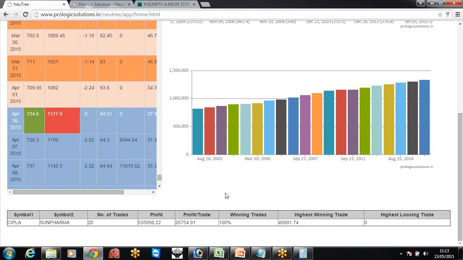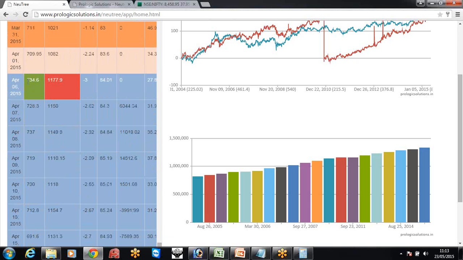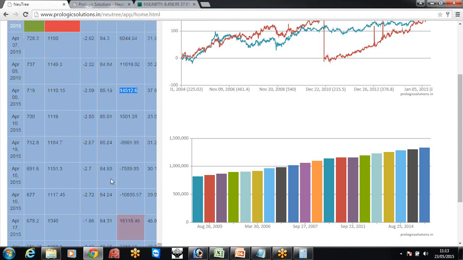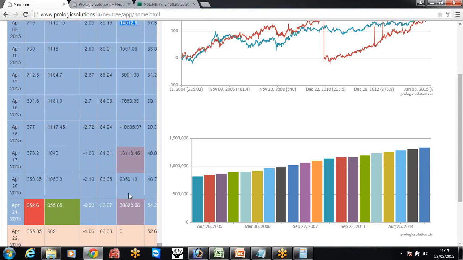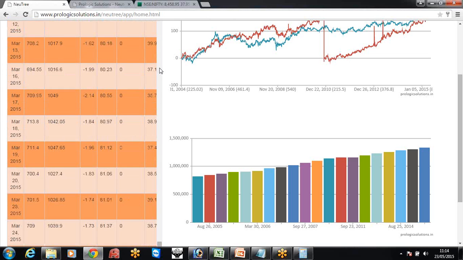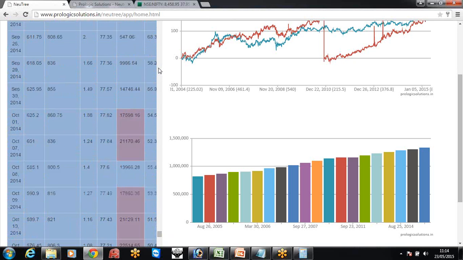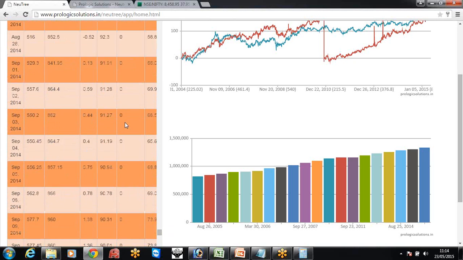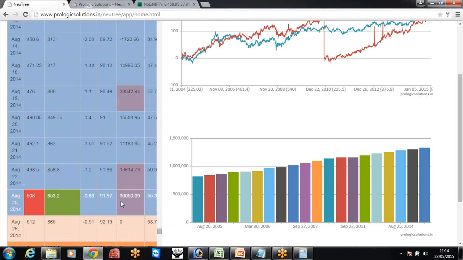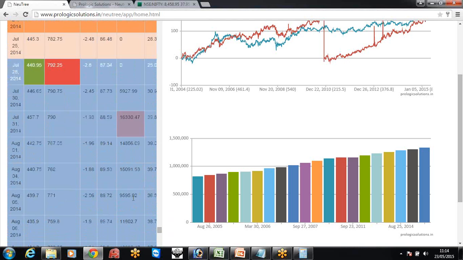So this is how the trade happened. Cipla was a buy, Sun Pharma was a short. So 3 is your Z score. It fell to 2 here, 14,000 rupees profit. And then again it went up. Finally it closed at 30,000 rupees profit. So if you just check this particular pair, you will be having all 100% profits. So 30,000 rupees was the profit on this particular trade.